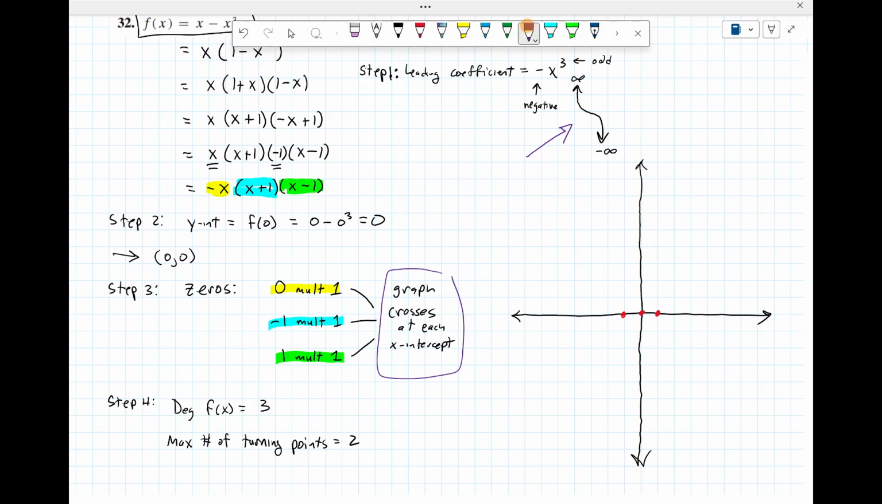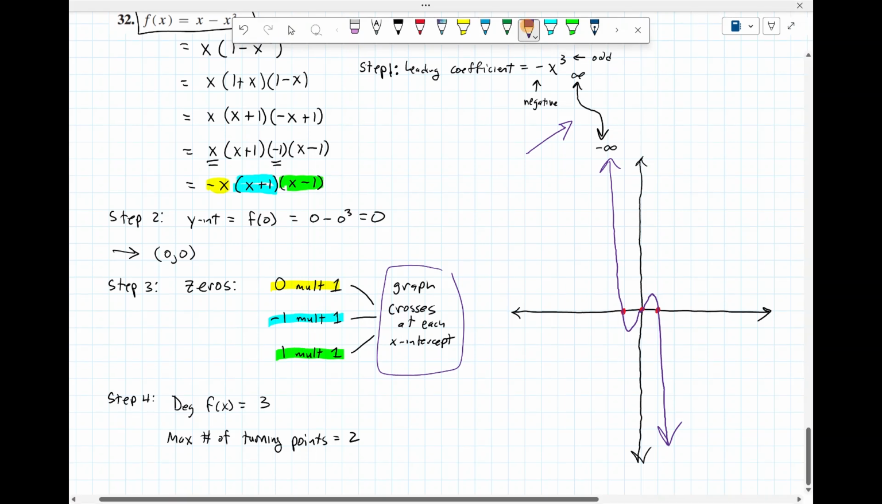So I start at the left, I'm going to hit negative 1 first, I cross it, I come back to 0, I cross it, and then I come down. And notice I'm crossing at all 3. So I know this is the general look of my graph. It'll look something like this.